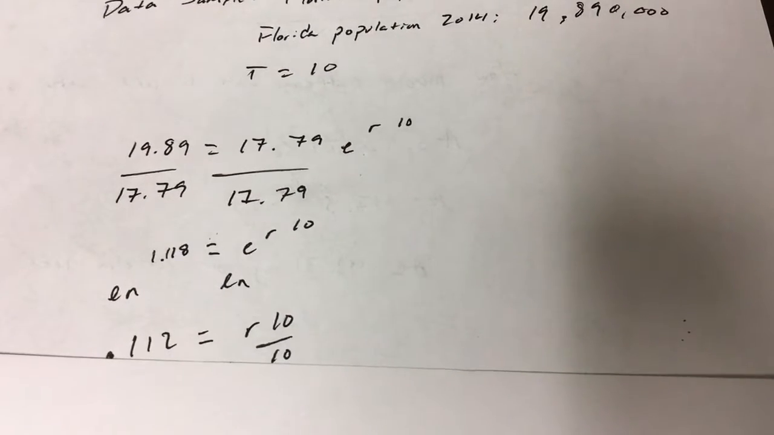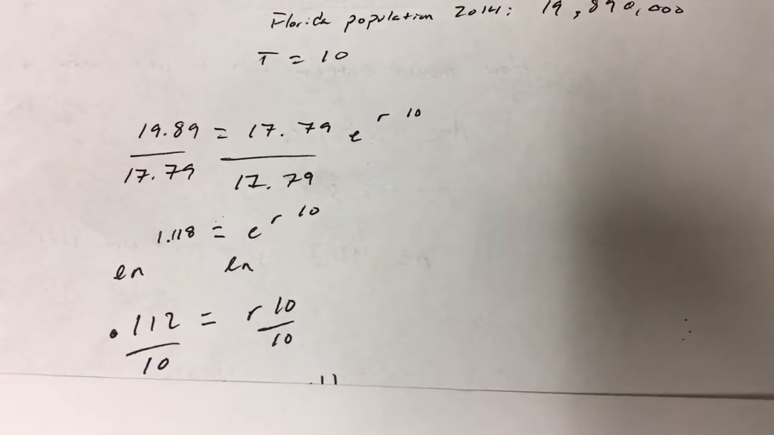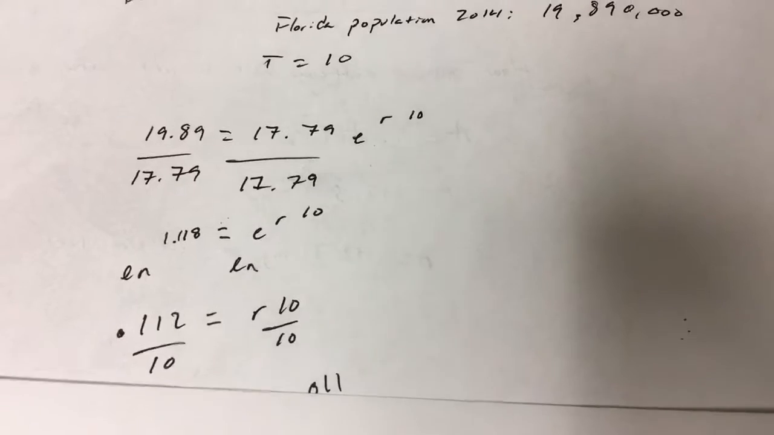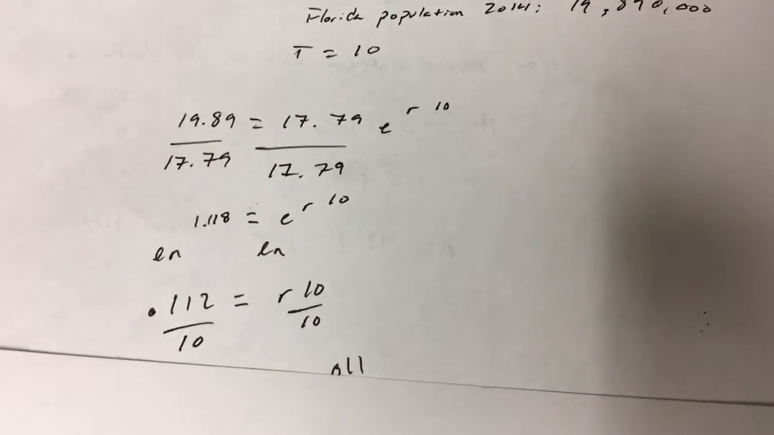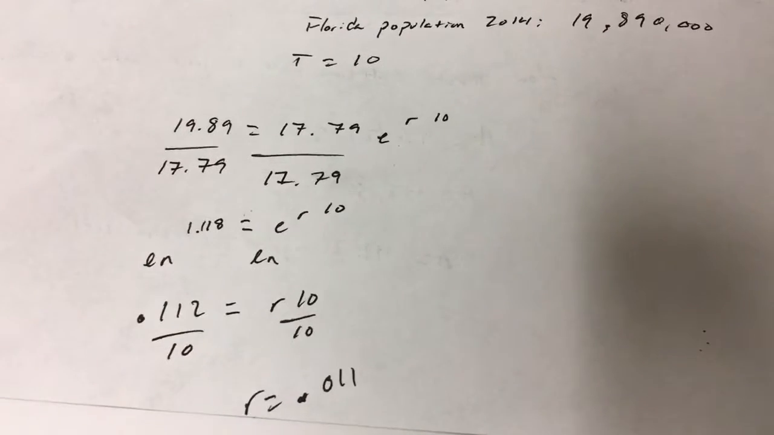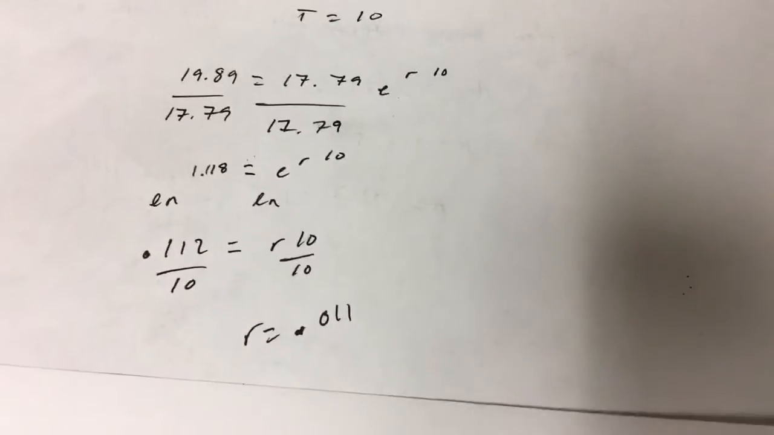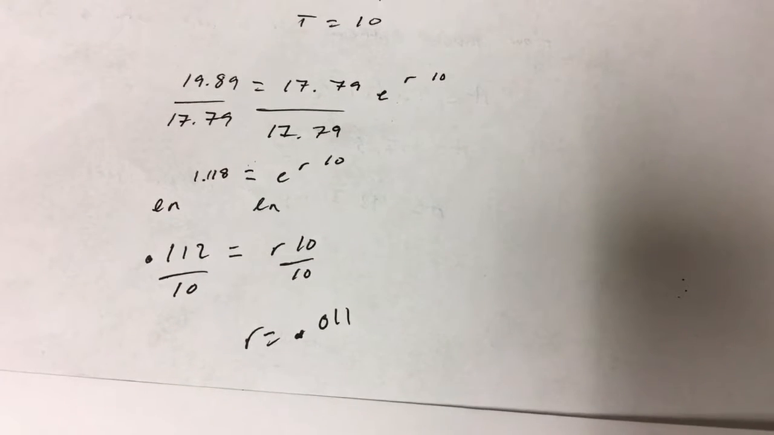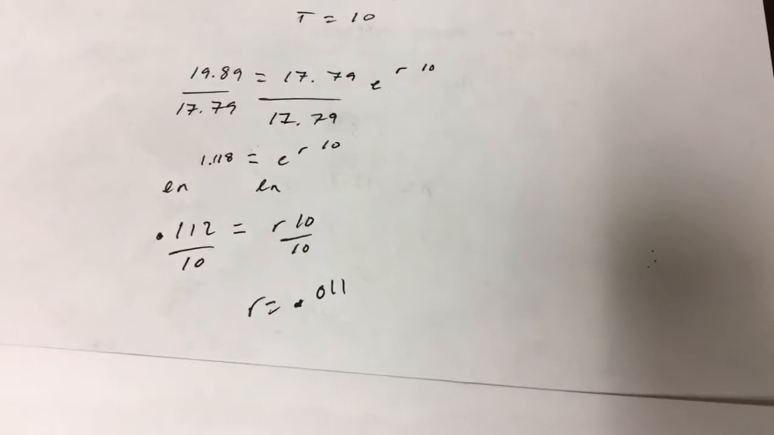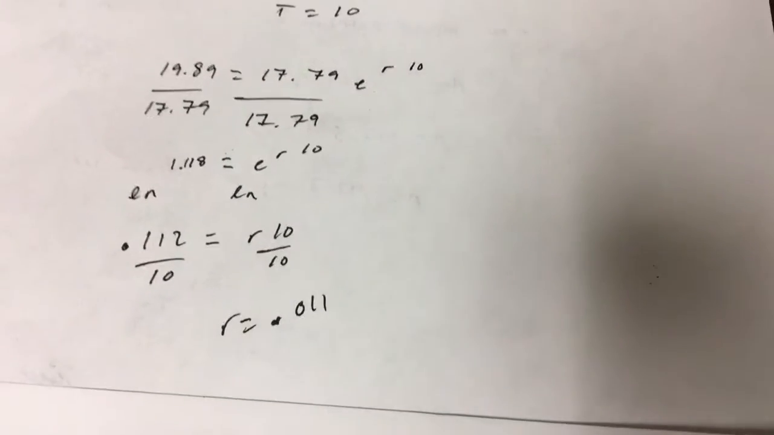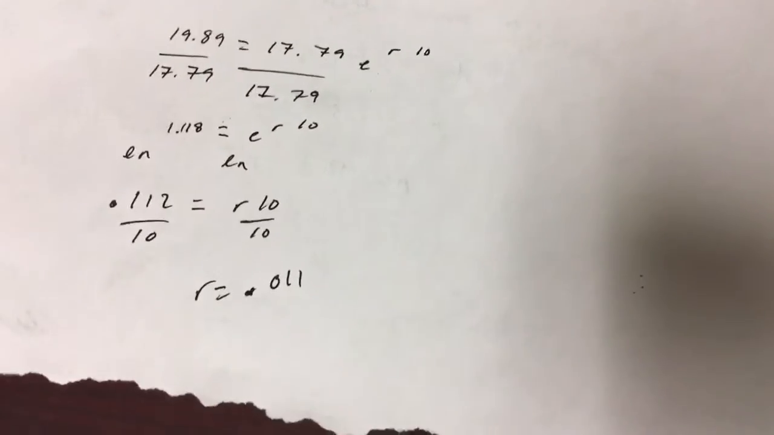Divided by 17.79, you get 1.118 equals E to the R times 10. To get rid of E, just take ln of both sides. So ln of 1.118 is 0.112, and that is equal to R times 10. You just divide by 10, and you get right around 0.0112, which is your population growth rate.